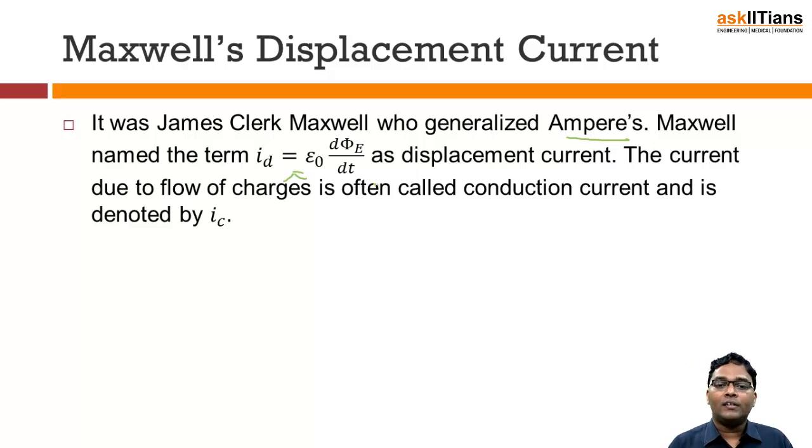The current due to the flow of charges is known as the conduction current, denoted by IC, and the current within the plates of the capacitor is a kind of hypothetical current that we say is the displacement current. So hopefully you understood till this point. We'll go further, and now we are going to discuss in the next part the different Maxwell's relations.